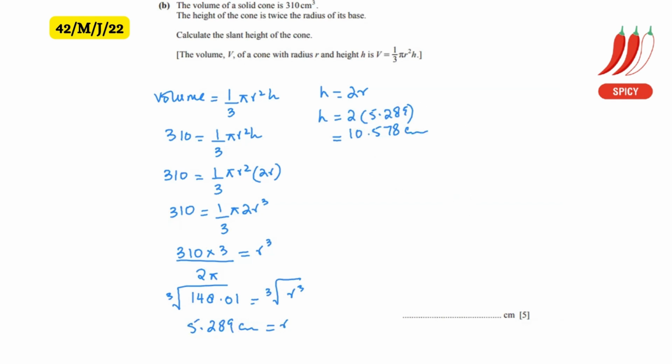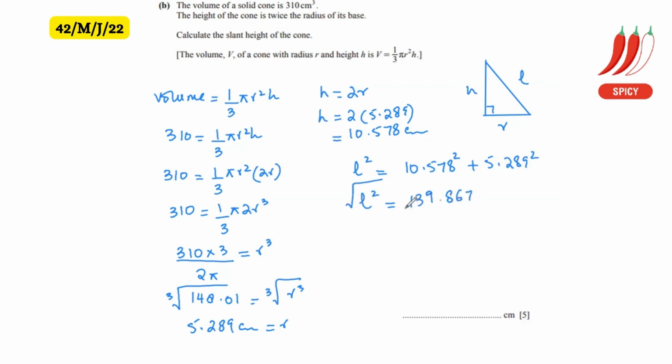So we know that in a cone, slant height is the hypotenuse. Perpendicular height is this, and radius is your base. So you can use Pythagoras to find the slant height. That's going to be 10.578 squared plus 5.289 squared. And that gives us 139.867. Square root the two sides, and that gives us 11.8 centimeters. That is your slant height of the cone.